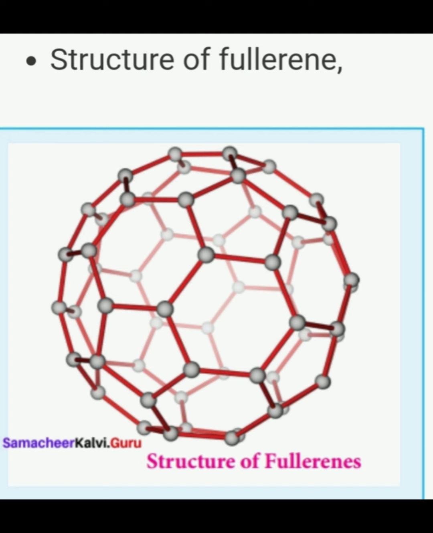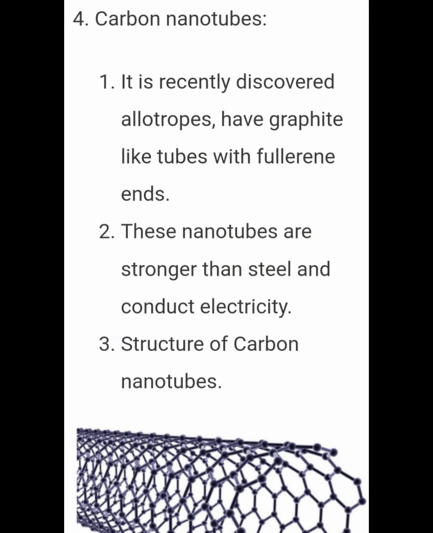Here is the picture which shows the structure of fullerenes. See, one picture shows a pentagon, the other one is a hexagon, then pentagon, that is a 5-membered ring, 6-membered ring. There are 20 six-membered rings and 12 five-membered rings. So it is looking like a soccer ball. That's why it is called Buckminsterfullerene.